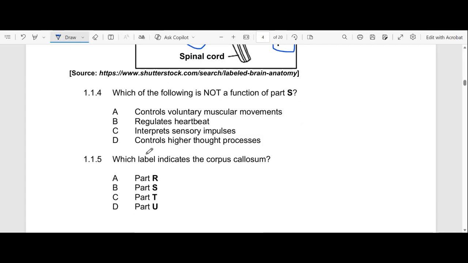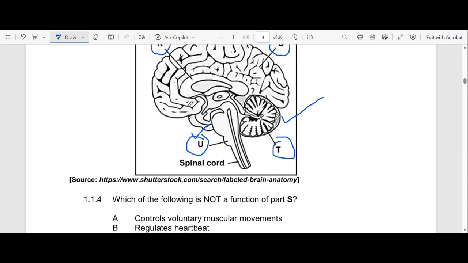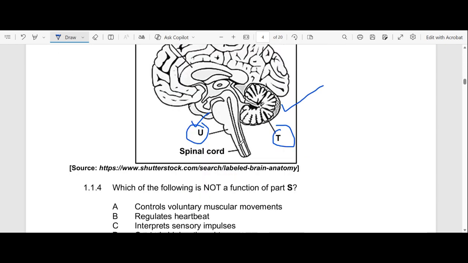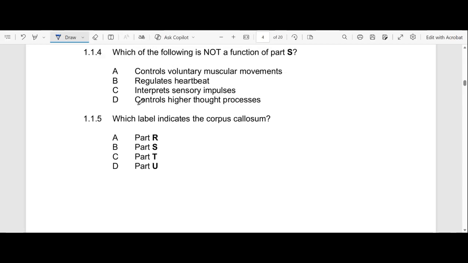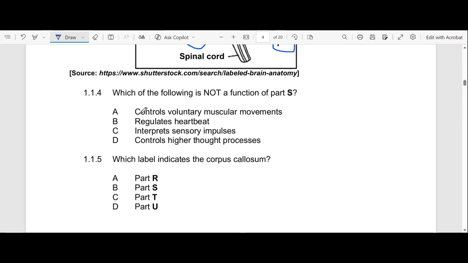Now let's go to the questions. So let's go to 1.1.4. Which of the following is not a function of part S? Let's go to part S. So part S is our cerebrum, right? Now let's look at the options here. A, controls voluntary muscular movements. So it's the function of the cerebrum. B, regulates heartbeat. So we know that heartbeat is an involuntary movement, and involuntary movements are controlled by the medulla oblongata. So this one is definitely not the function of the cerebrum. But let's continue with other options.